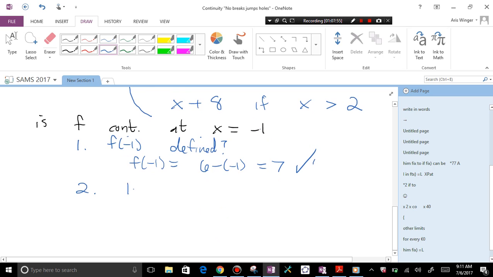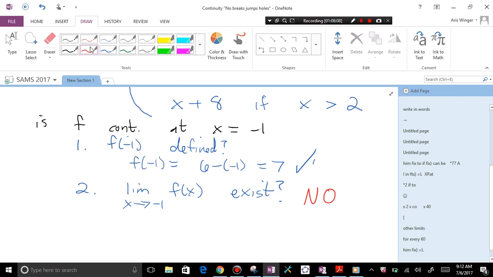Number 2, does the limit as x tends to -1 of f of x exist? I'll get the red marker out. The claim was that that's no. I need to see why. Well, it looks like the limit from the left and the limit from the right are not the same.